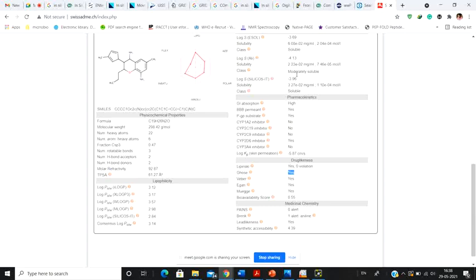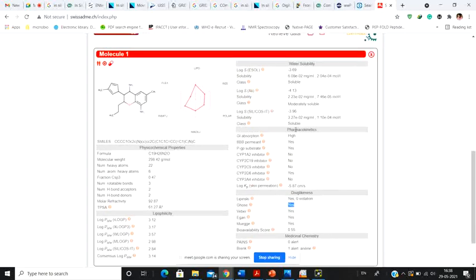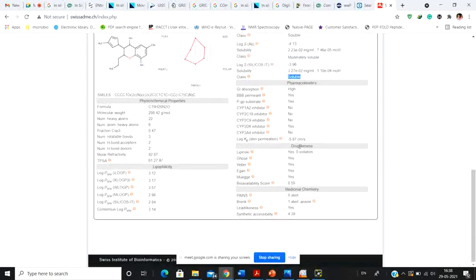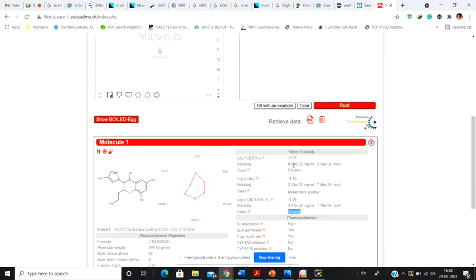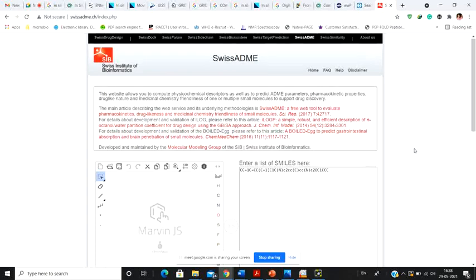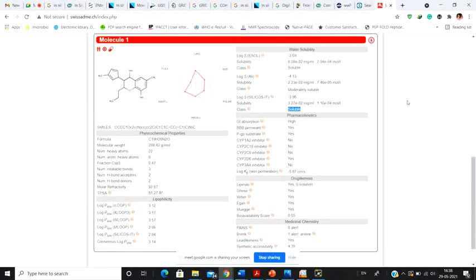And whereas earlier it was showing moderately soluble for all three algorithms, now only one algorithm is showing moderately soluble, whereas the other two are showing soluble in water, and it is actually optimizing everything. All these parameters say yes. So that's how we get to analyze the ADMET profile. We can profile the molecule we have designed.